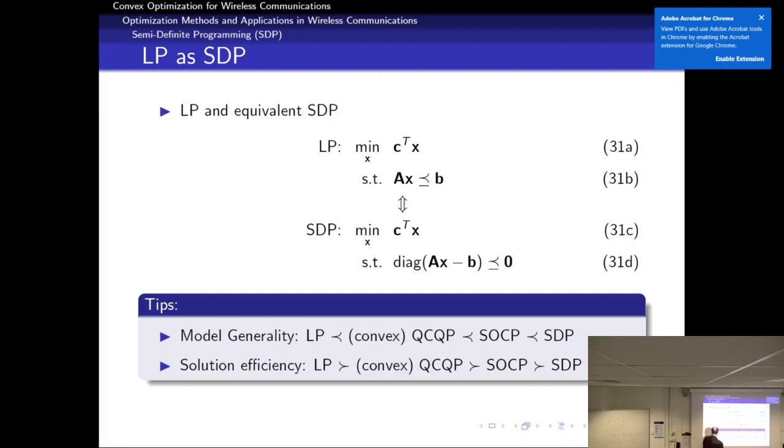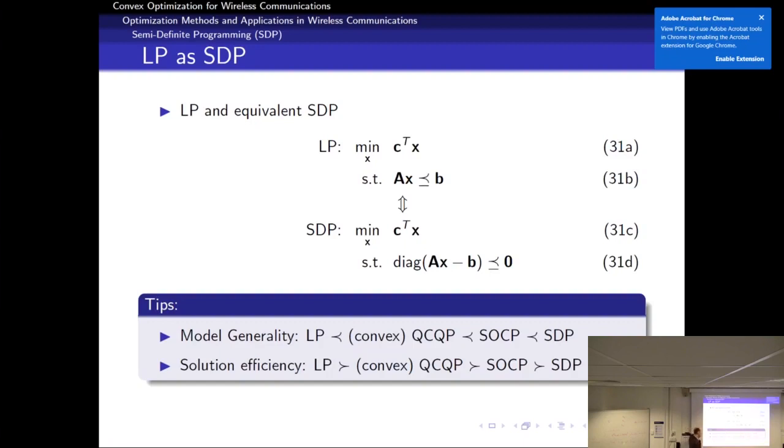Or you can write this differently and say I have the diag of B minus AX has to be semi-definite positive, right? And so this is essentially a matrix that has to be semi-definite positive, and I have a linear constraint, so this is actually a semi-definite program, right? So that shows you how this linear program can be written in an SDP form.